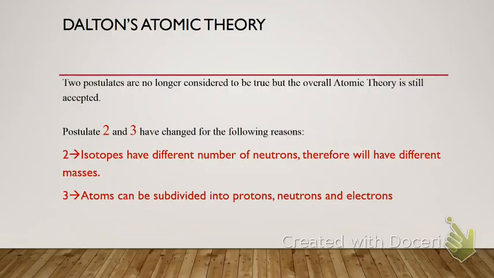Okay? And then the second thing that is no longer held to be true is that he had said that atoms could not be subdivided, and we now know that they can because we have protons, neutrons, and electrons. So they can be subdivided. Okay, so you can have an electron, you can have a proton, you can have a neutron.